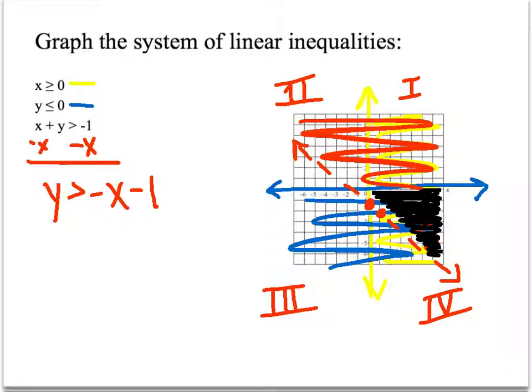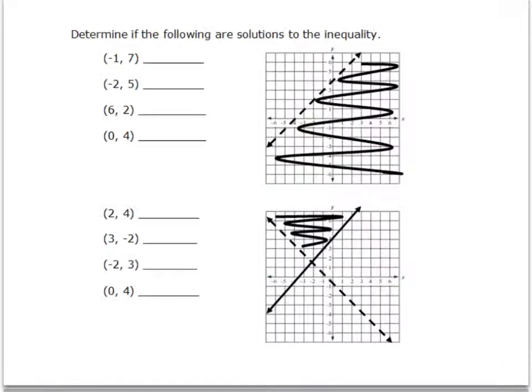So that's all there is to graphing systems of linear inequalities. It's just graphing 2 inequalities at once and then seeing where their solutions overlap. Just like we did yesterday, we are going to graph some points to determine if they are solutions to the inequalities. So what do you guys think? You guys can just shout them out to me.